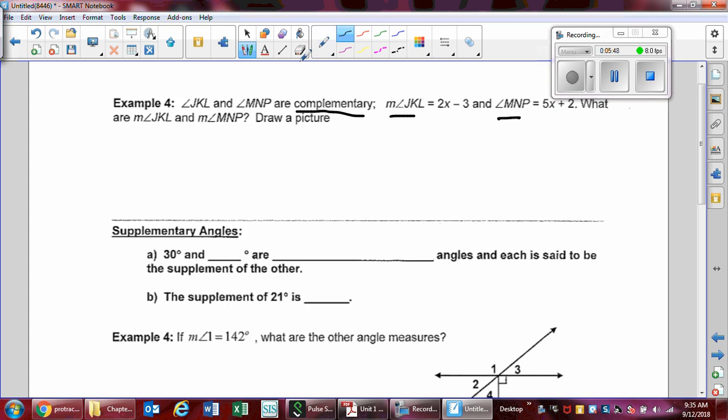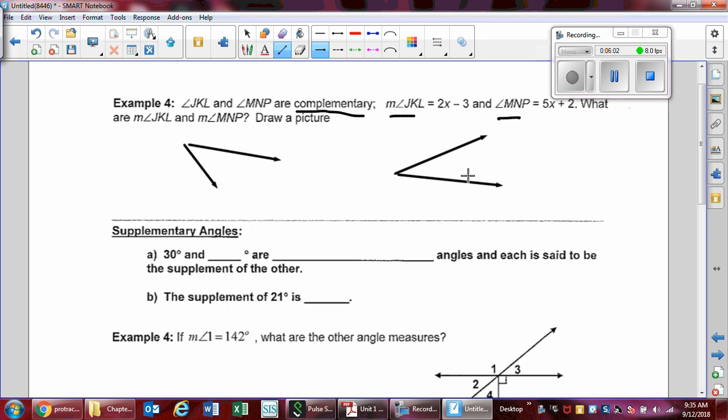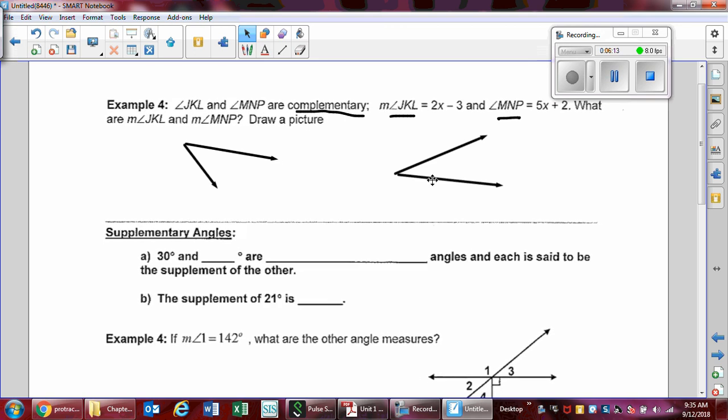So you can clearly see that these two angles don't have anything in common, right? They don't have a letter that is common to both of them. So I'm just going to draw two angles, connecting them together so that I can create my angle. Okay, and then I can label this JKL.